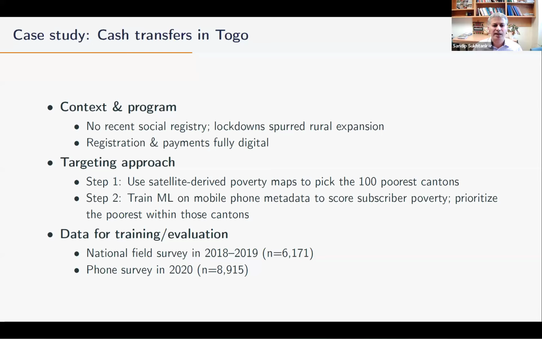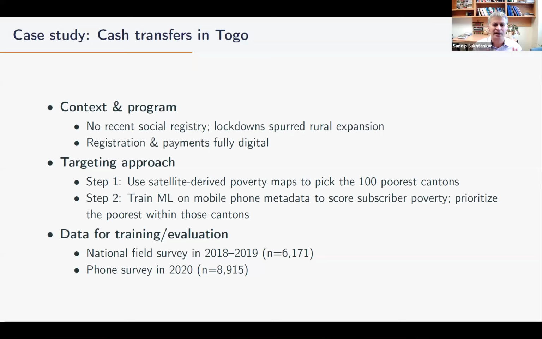Well, first, they used satellite-derived poverty maps. They used satellite data and lots of other information to pick the 100 poorest cantons. These are the lowest administrative unit that can be consistently used in Togo. Probably there are people from Togo who might correct me, but that's as far as I can tell from the paper. And then in these 100 poorest cantons, they trained a machine learning algorithm on mobile phone metadata. Okay, so what do I mean by metadata?